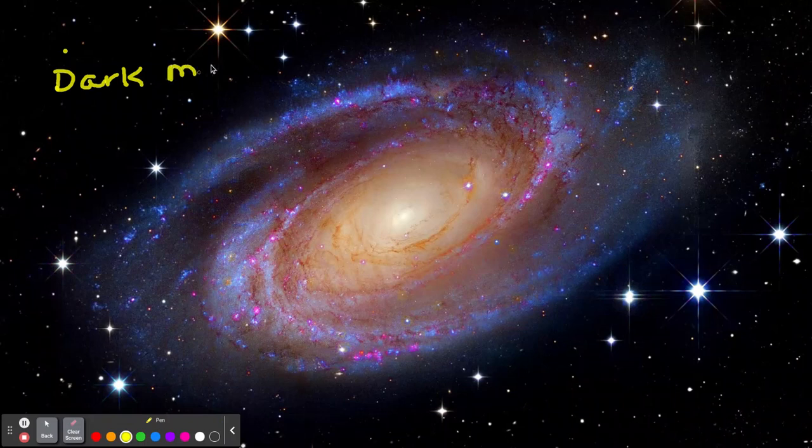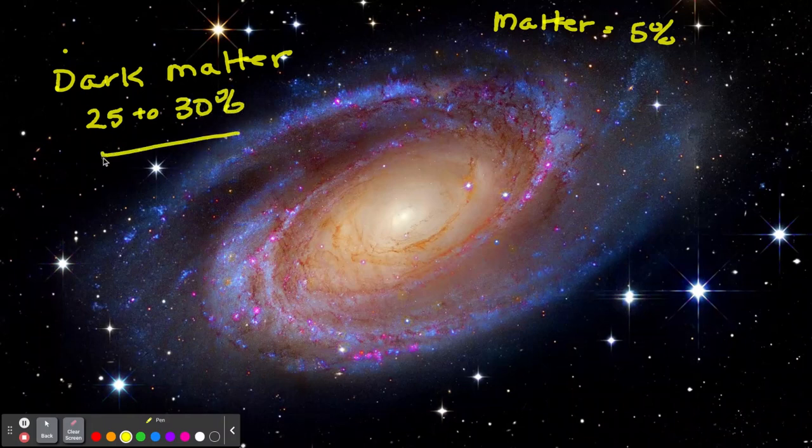Dark matter. So if we think about matter, the matter that makes us and everything that we can see, matter is only 5% of the universe. Whereas dark matter could be anywhere between 25 to 30% of the universe, and the rest is dark energy. And we don't know what dark matter is. We can't see it, we can't touch it. We know it completely engulfs the Milky Way, and it engulfs every galaxy.